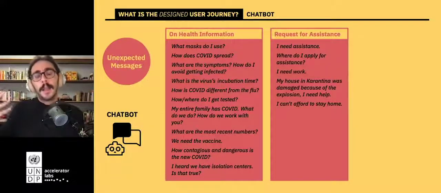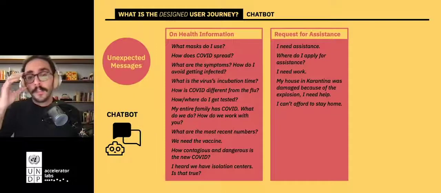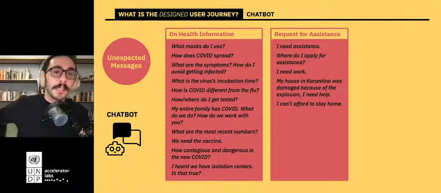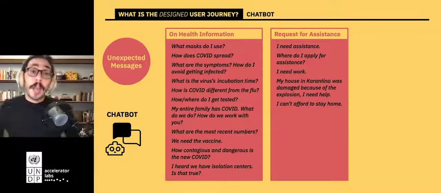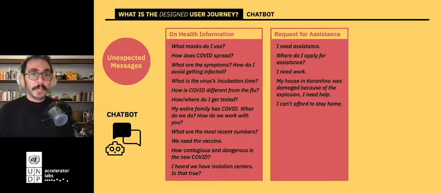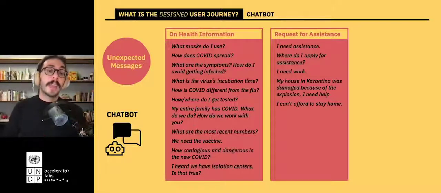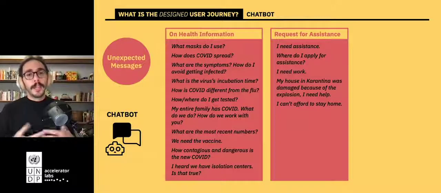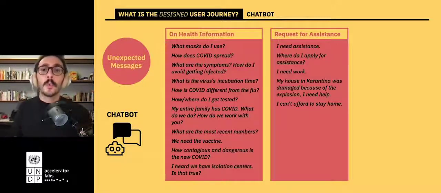The second cluster or category of information was requests for assistance. So we had people talk to us and ask questions such as, where do I apply for cash assistance? I need work, I need assistance. My house was damaged due to the explosion, how do I get assistance? And I can't afford to stay home.